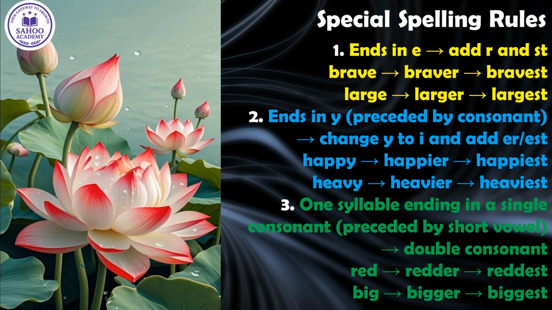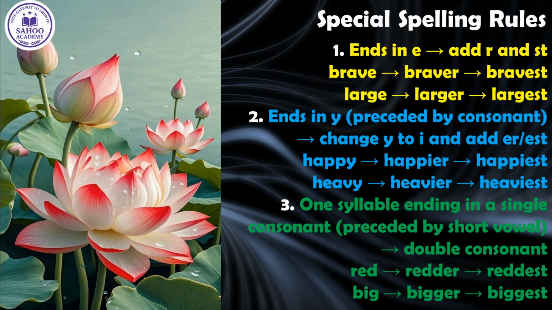Then comes rule 2. If the adjective ends in y and the y is preceded by a consonant, then we change y into i and then add er and est. For example, happy, happier, happiest. Heavy, heavier, heaviest. So remember, y becomes i before adding the endings.